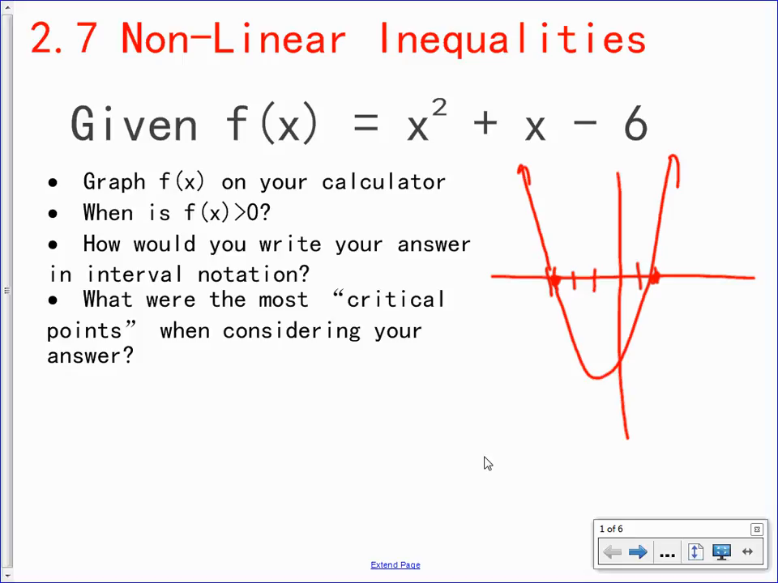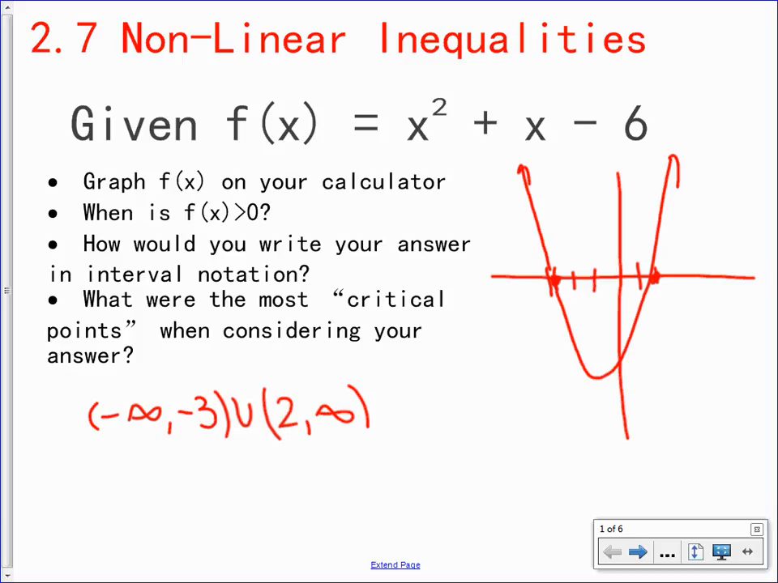Anyone want to give an idea? It would be negative infinity to negative 3, and then 2 to infinity. And will we put brackets or parentheses around negative 3 and 2? Parentheses. Okay. How do you feel about Amanda's interval? Do you agree? From negative infinity until negative 3, we are positive. And from 2 to infinity, we are positive. We're above the x-axis, right?